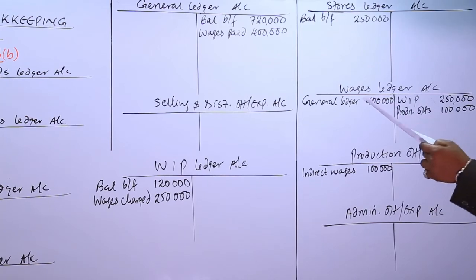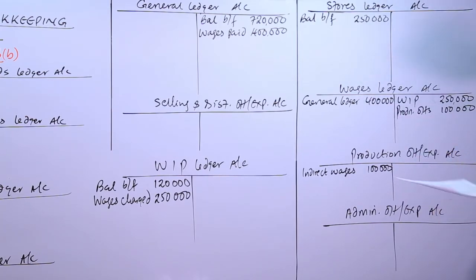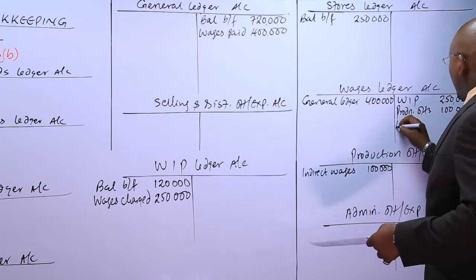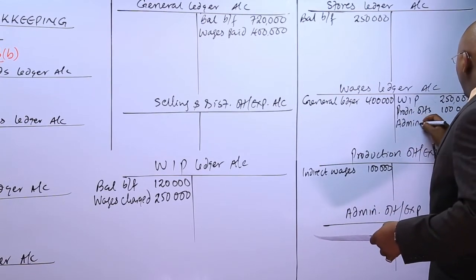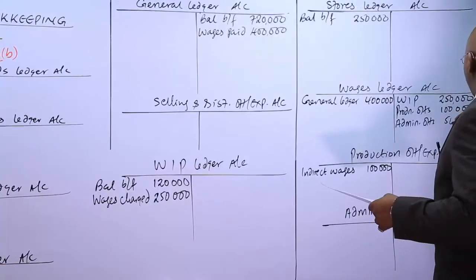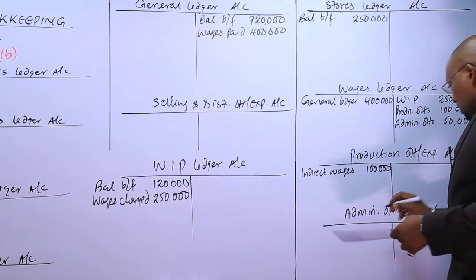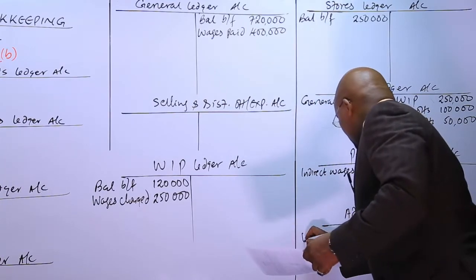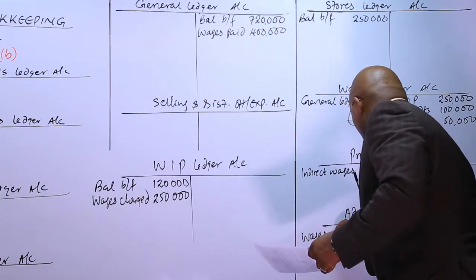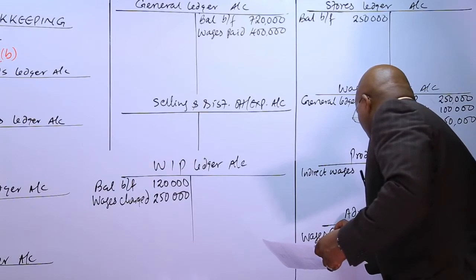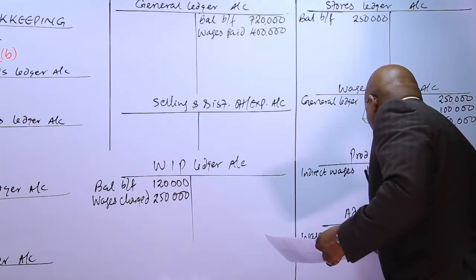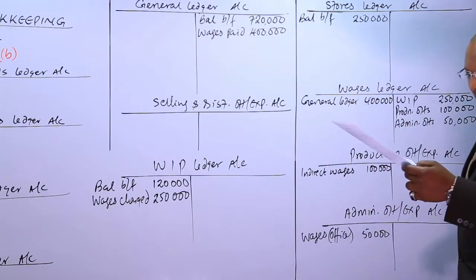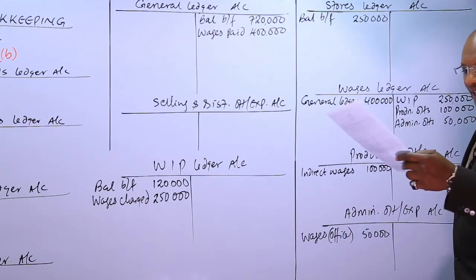Then wages paid to office staff. This office staff, of course, is administration. We just need to transfer to the admin here. So you can have here admin overheads. This is 50,000. We transfer here direct. This is wages, office, 50,000. That's what you have as much as we have recorded everything.